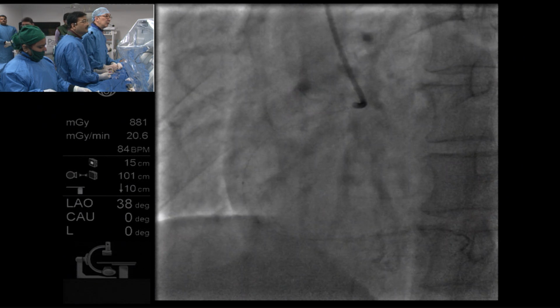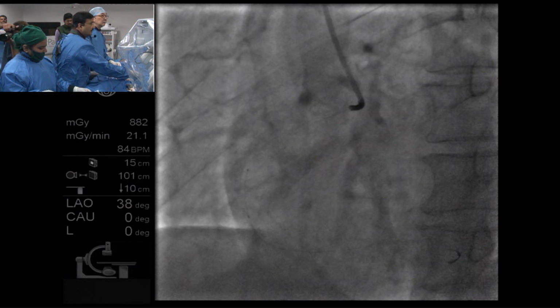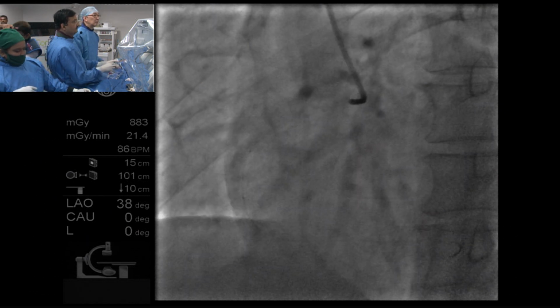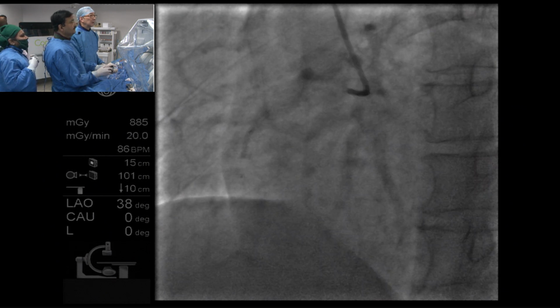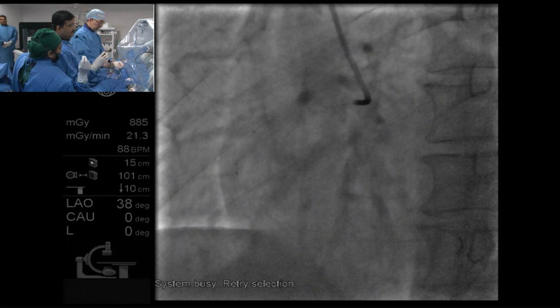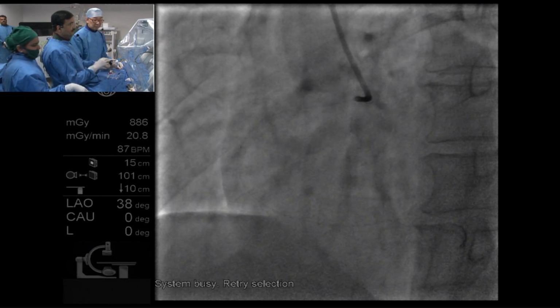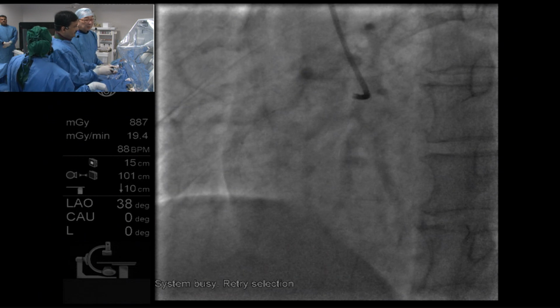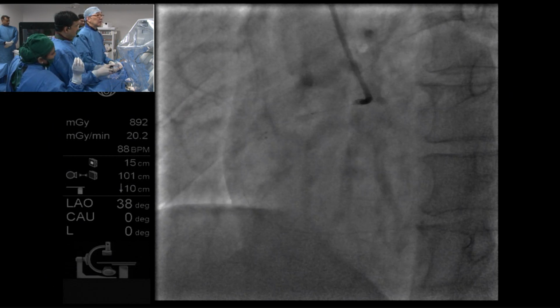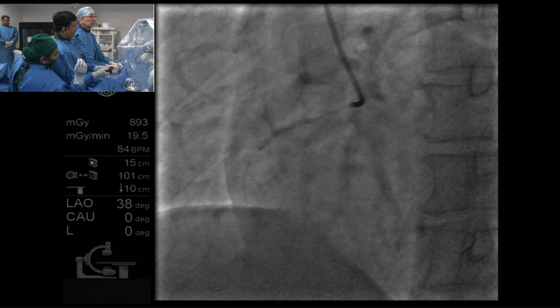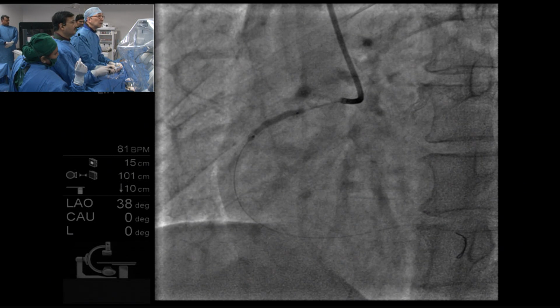Okay, let's go. Start from here. Okay, go. Go to 8. This is a non-compliant balloon, right? Yes. Go. Compliant. 8, 12. Okay, it looks open up here. One more here. Okay, good.